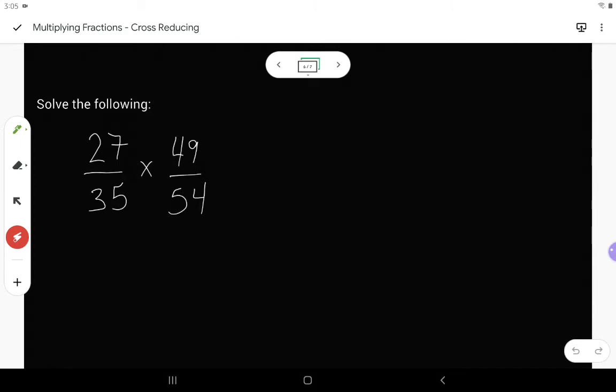Nuh-uh, not going to do it. Can't do it in my head. Too hard. Let's see if we can cross-reduce. Okay, that x is pointing at the numbers that are across from one another.